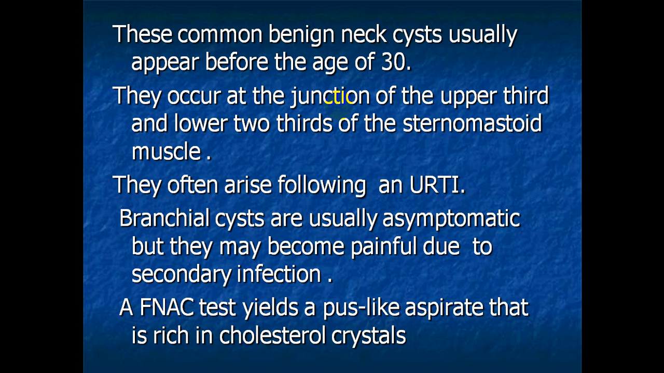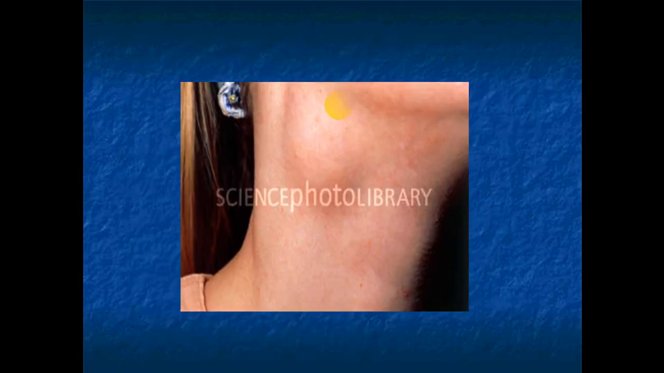Branchial cysts are usually asymptomatic, but they may become painful due to secondary infection because of the presence of lymph tissue in the wall of the branchial cyst. A fine needle aspiration cytology test yields a pus-like aspirate that is rich in cholesterol crystals.